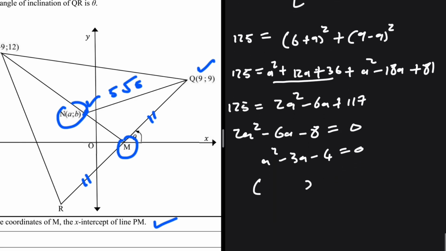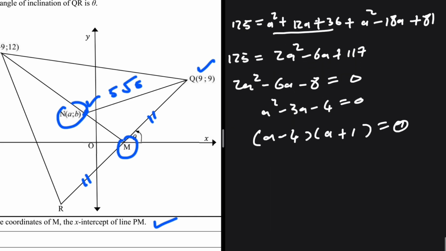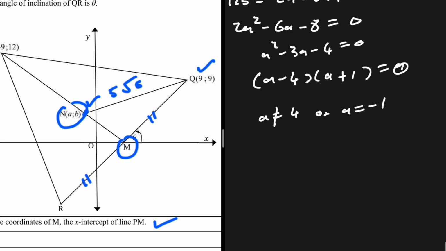So this is quite easy to factorize, really. We have a minus 4, a plus 1. We have 0 there. So a is equal to 4, or a is equal to minus 1. Obviously, we know that a cannot be equal to 4 because n is in the second quadrant. So this cannot be true. A is equal to minus 1. So if a is equal to minus 1 and b is equal to 3 minus a, so we have 3 minus minus 1, b is equal to 4.